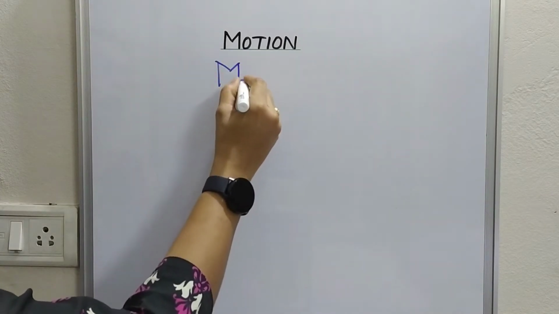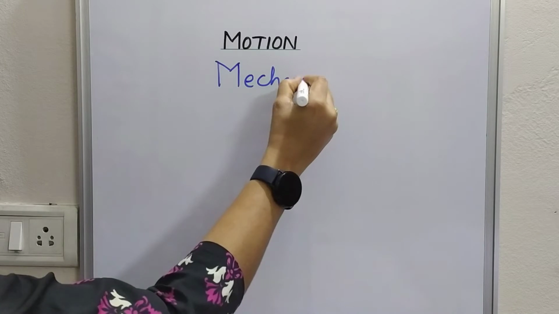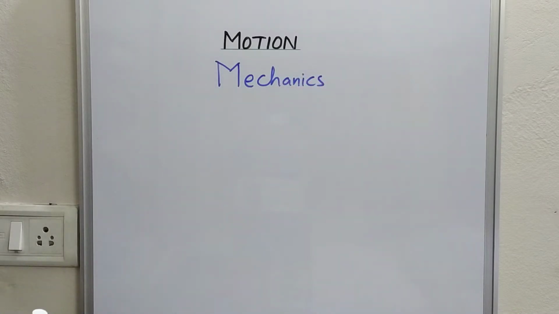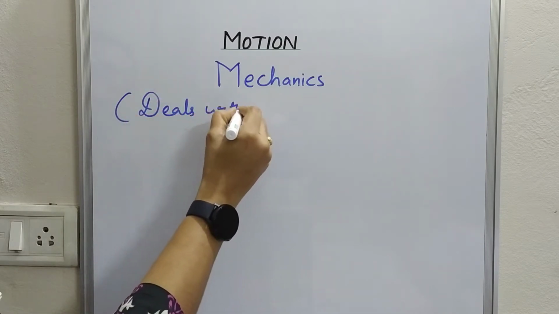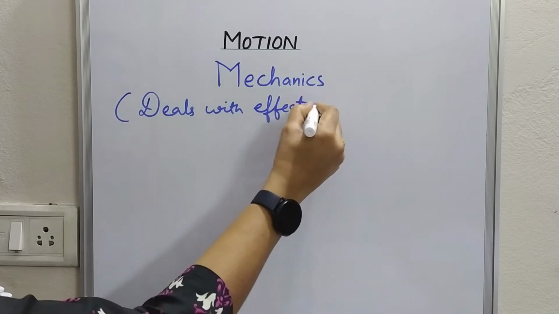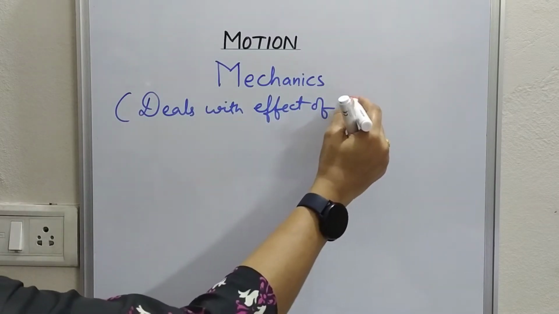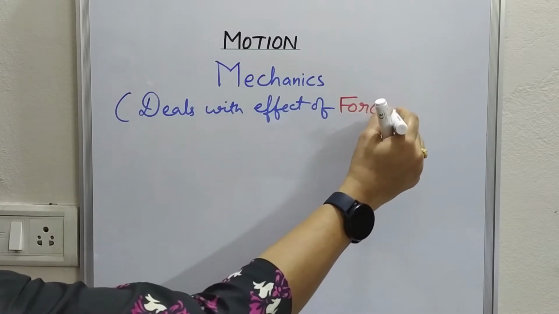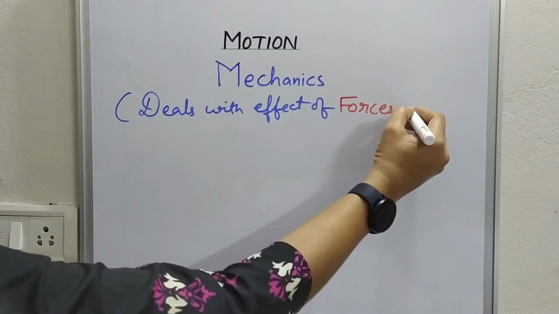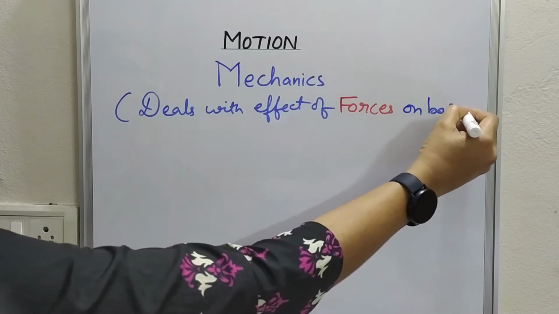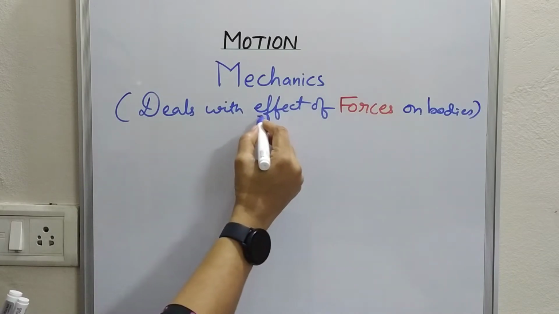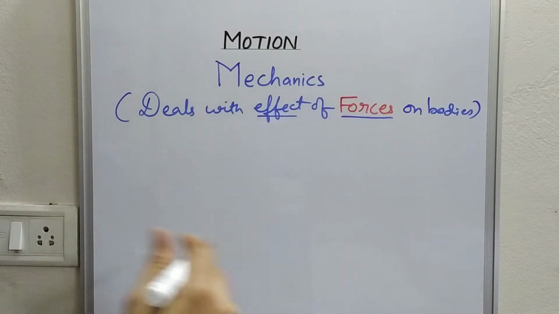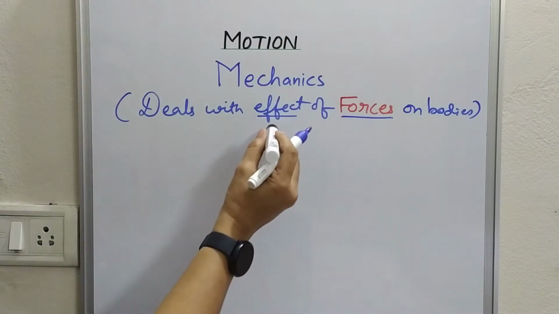So what do we mean with the word mechanics? Mechanics is the branch of physics that deals with the effect of forces on objects or bodies. So mechanics is the branch of physics that deals with the effect of forces on various objects.